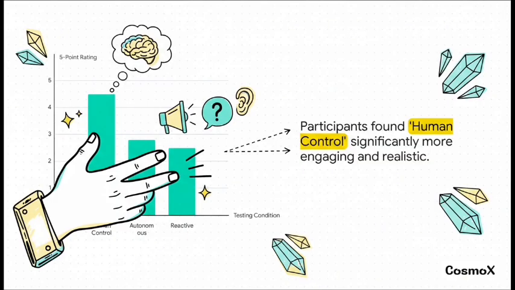And the results? Wow, they were crystal clear. The participants tried out 3 different modes. In reactive mode, the AI only spoke when spoken to. In autonomous mode, it just chimed in whenever it wanted. But look at this. The overwhelming favorite was human control mode, the one where the user could guide the AI's responses. It wasn't even close. It was rated way, way higher across the board on everything that matters: engagement, effectiveness, and realism.